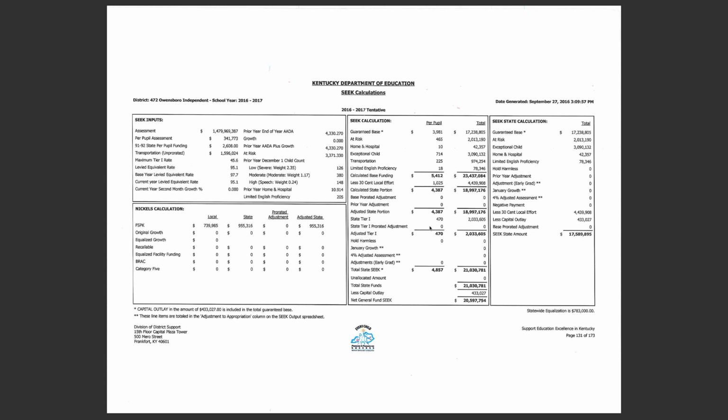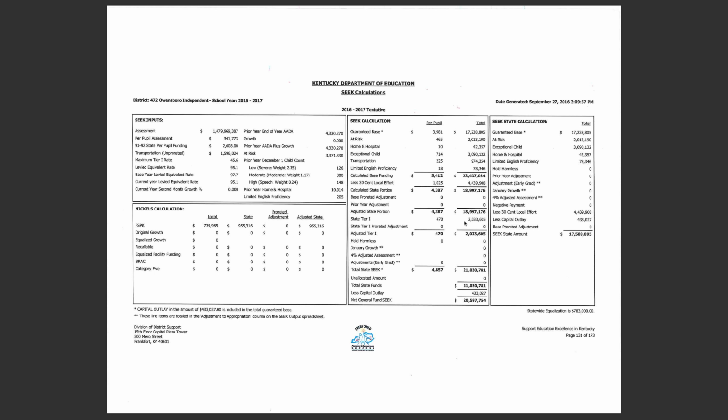And so going on down, we've talked about Tier 1. You can see the state Tier 1 equalization because our per pupil assessment is below the state equalization.